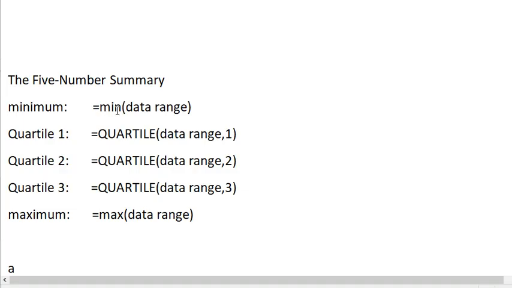MIN for the minimum, and then the data range. To get the quartile, data range, comma 1. 1 signifies we want the first quartile. And then for the second quartile, it becomes 2, and the third quartile becomes 3. And then for the maximum, it's just MAX, and then the data range. And now let's look at an example.